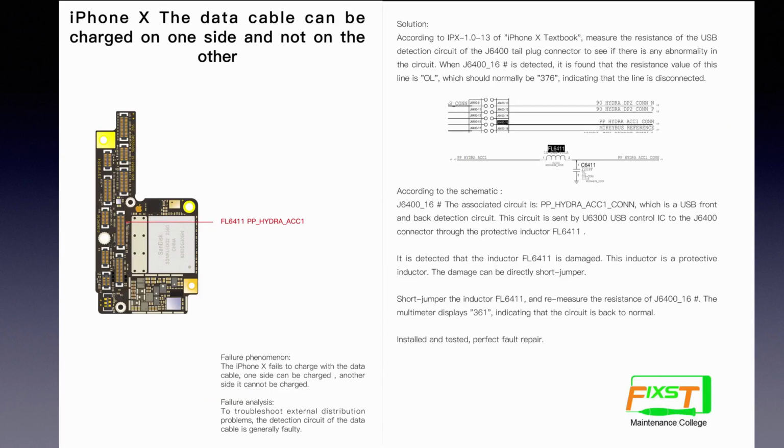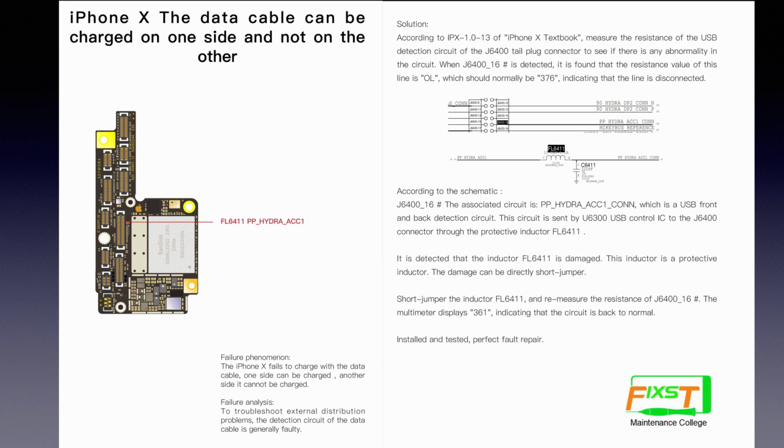Okay, showing the last case. This is iPhone X. The data cable can charge on one side, but the other side cannot charge. This case we have been talking about in the theory class. And if you have made a note, you can very quickly think it out. The same step when we do this repair: first we need to test the resistance of the USB detection circuit of the J6400 type of connector to see if there is any abnormal line or not. When the J6400 pin 16 was tested, this line showed OL, which normally should be 376.